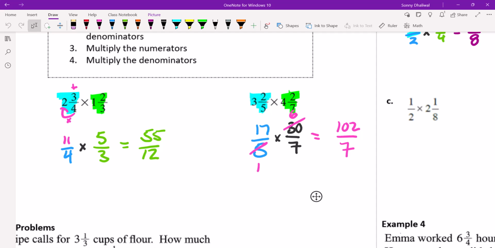Yes, Lucas? How do you find lowest terms? Lowest terms. That's what we did last day. Lucas, you have to divide the top and bottom by a number, right? You were here for that part of it. All right, we're going to do more examples of that. Okay?